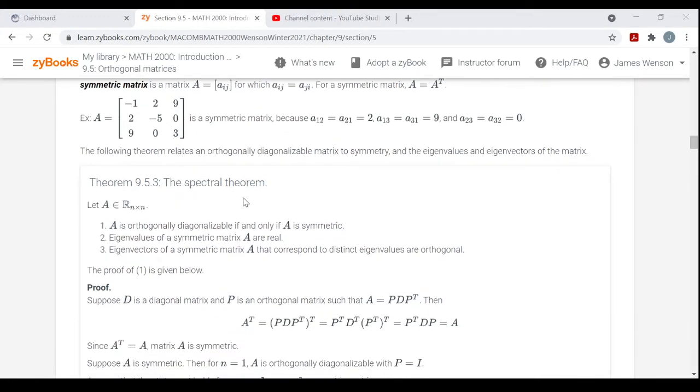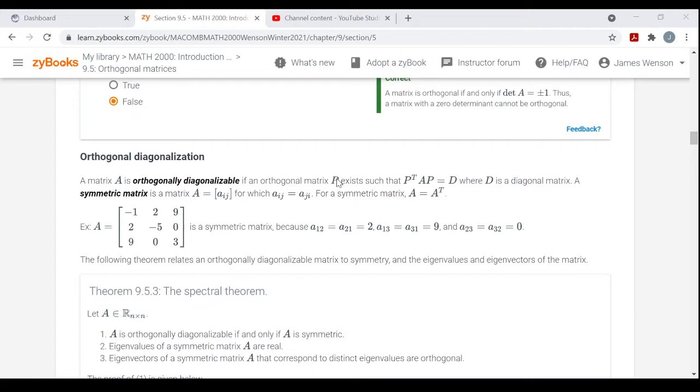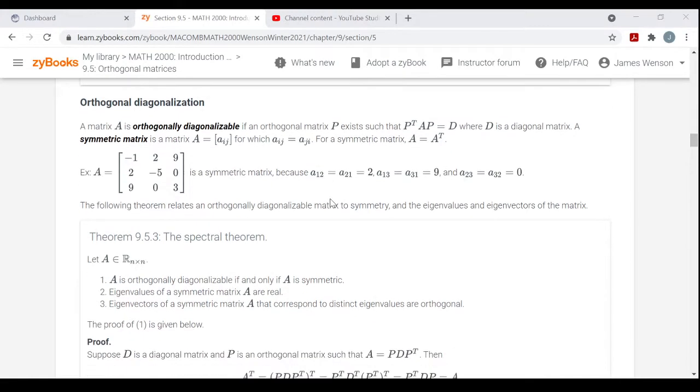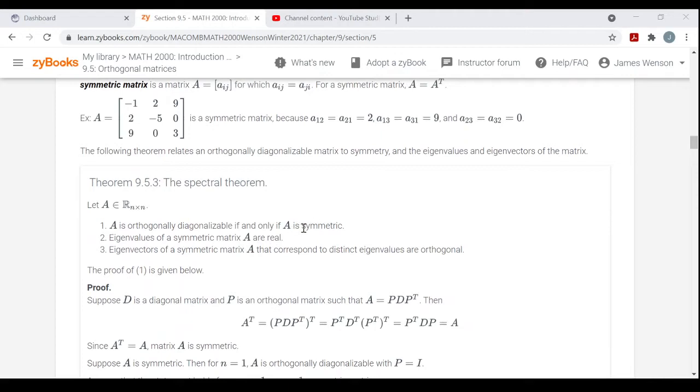So if you look at this spectral theorem here, which you can read the proof. Again, I'm not going to really read the proof to you, but I just want to read you the results. These are important. So suppose A is an n by n matrix with real entries. Number 1, A is orthogonally diagonalizable if and only if, so this goes in both directions, A is symmetric. So the only kind of matrix A for which you can actually find an orthogonal matrix P such that this happens is a symmetric matrix.